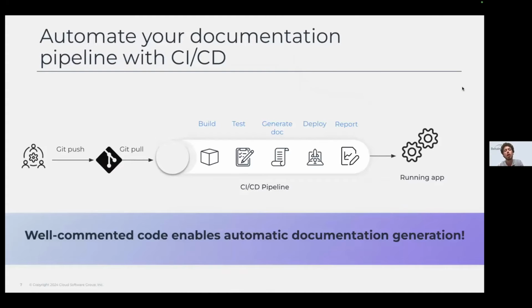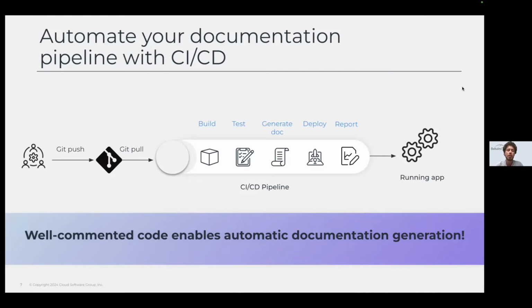So there are forms of document generation that can be done automatically, such as using JavaDoc for Java code or PyDoc for Python code. There's also OpenAPI specs that you can use to document your web services. And all of these allow for documentation to be generated based off of the code that you have written.